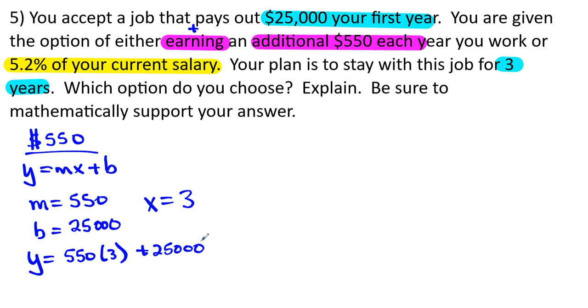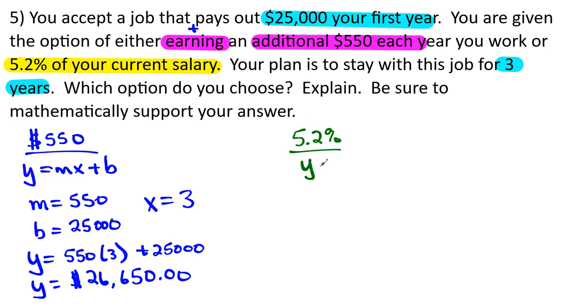Use our calculator to compute that math. And we get $26,650. That's not bad. $26,650. All right, now let's look at our other option. That was the 5.2% option.